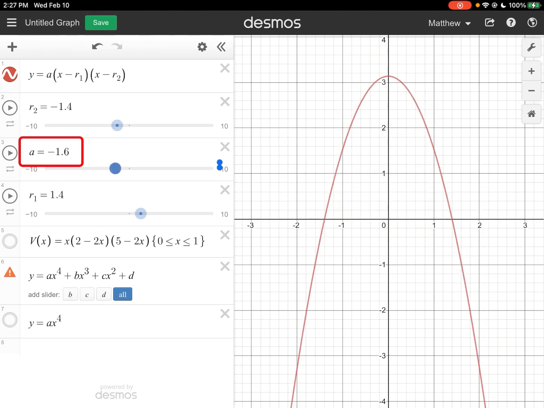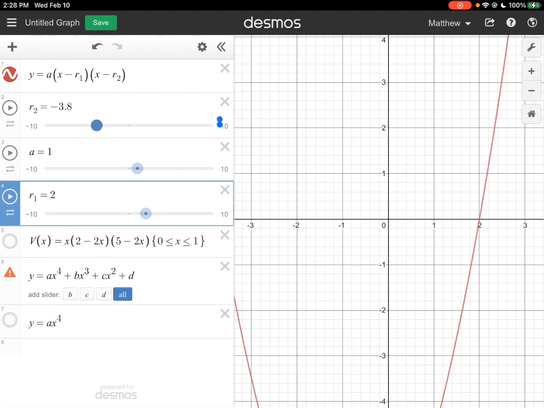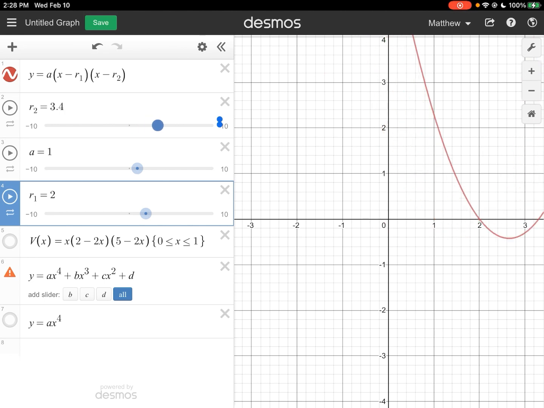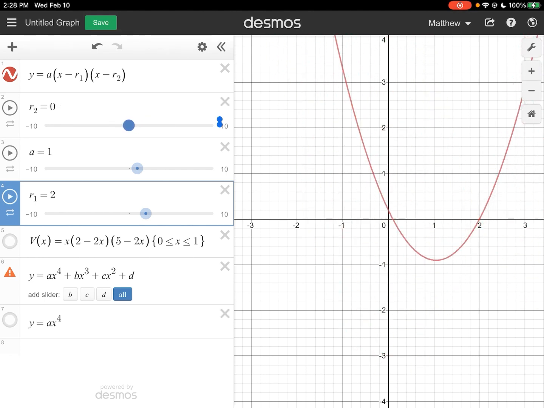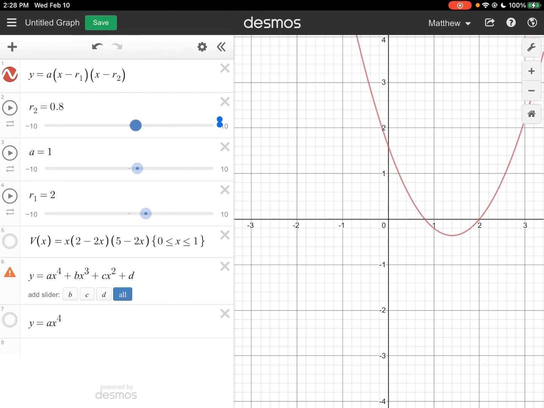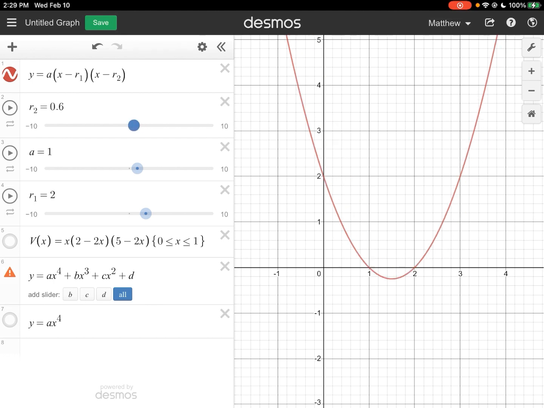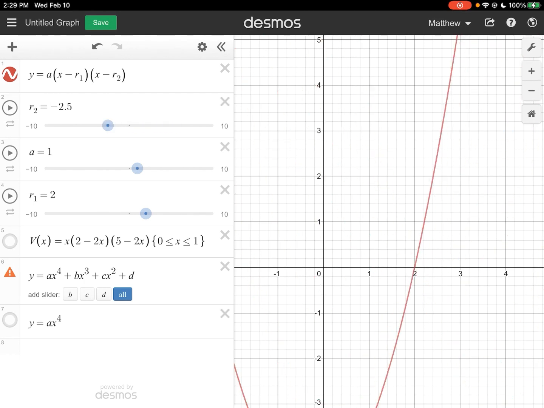Let's go ahead and park A at 1. Let's drag R1 to 2, and then I will drag the second R2 around. We're getting parabolas that always have at least 2 as an x-intercept. And then the other x-intercept is going to be whatever R2 is. If both of the R's are both 2, notice that we have a phenomenon of the graph having an x-intercept at 2, 0, but not crossing the x-axis there. We say it touches the x-axis but does not cross it. But when the roots are different, we get 2 different x-intercepts, and the graph will cross the x-axis at both of the x-intercepts.